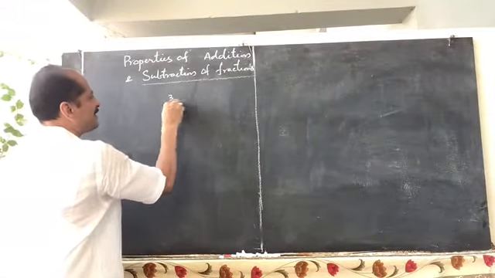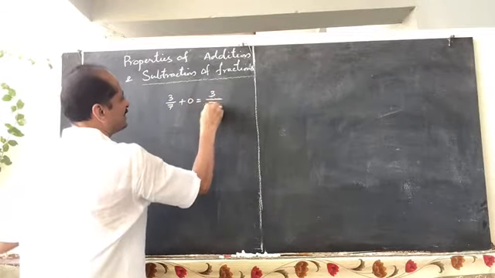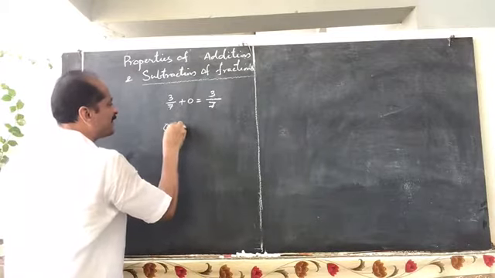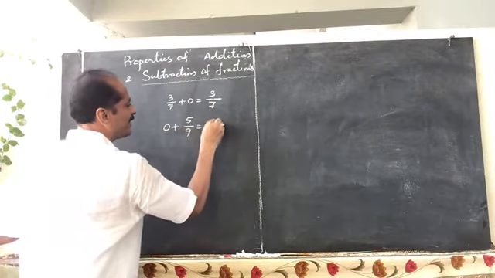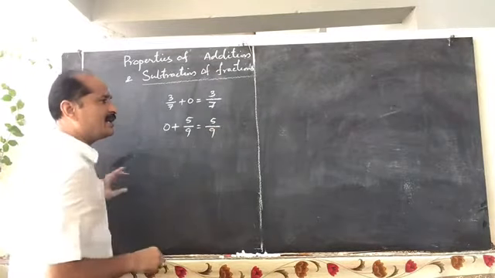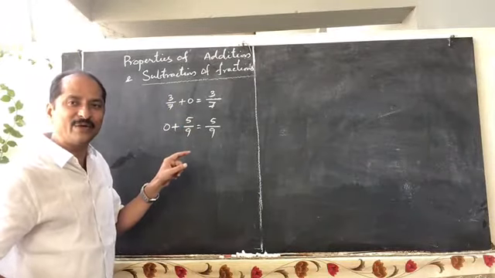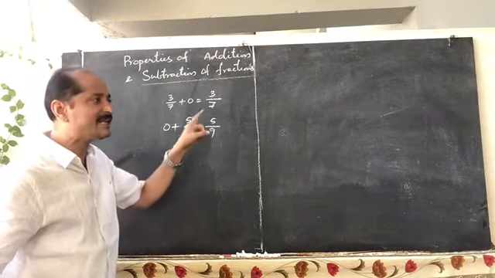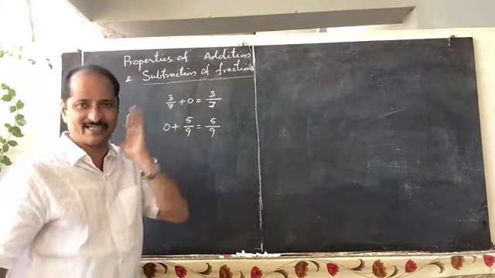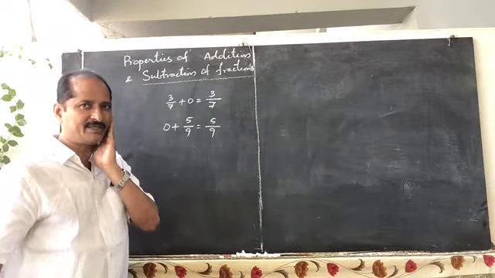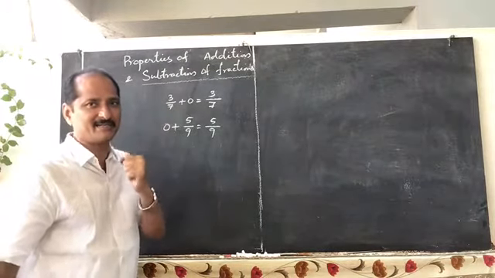So 3 by 7 plus 0 gives 3 by 7. And 0 plus anything, for example 0 plus 5 by 9, gives 5 by 9 only. So in any order, if you are adding 0 to a fraction, you will get the same fraction. So 0 is known as additive identity. But for the subtraction, observe carefully.